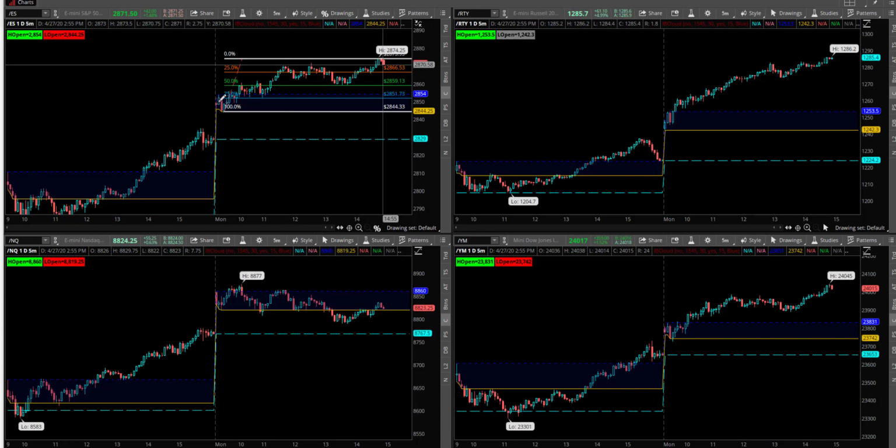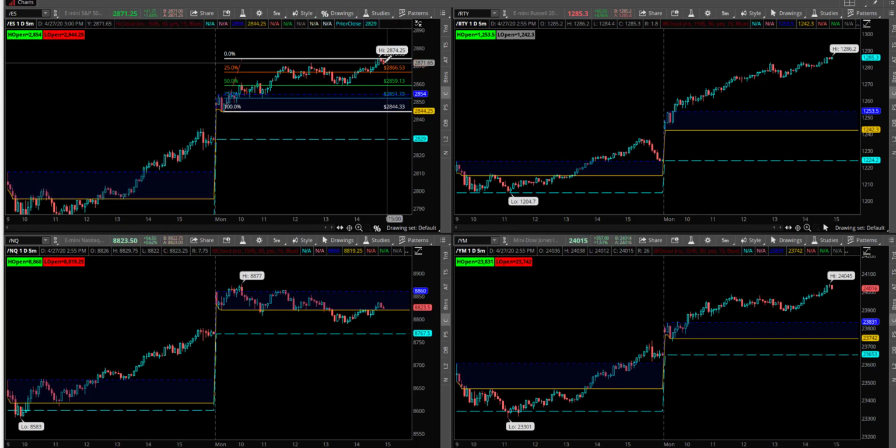We opened in the bottom quartile of the day's range after gapping up. So we gapped up and consolidated a little bit early on, pretty quiet session really, and have since kind of walked our way higher throughout the session.